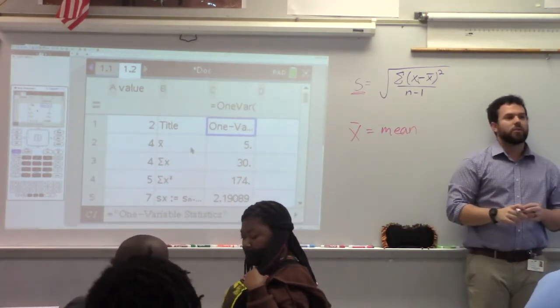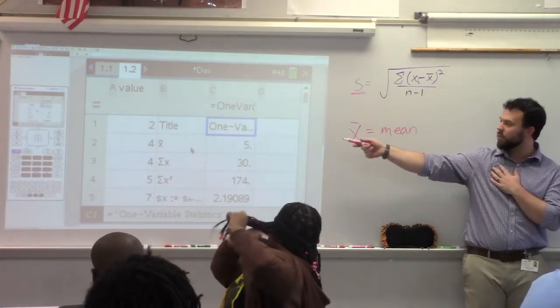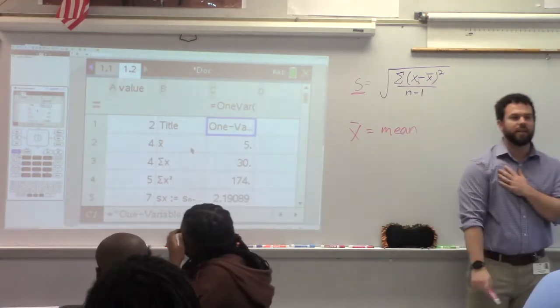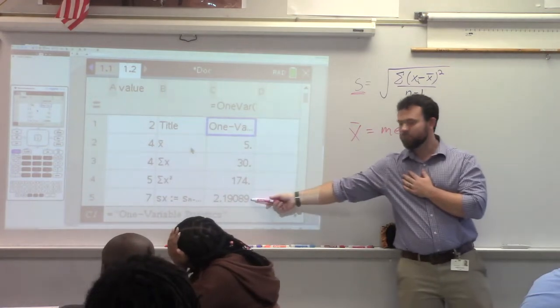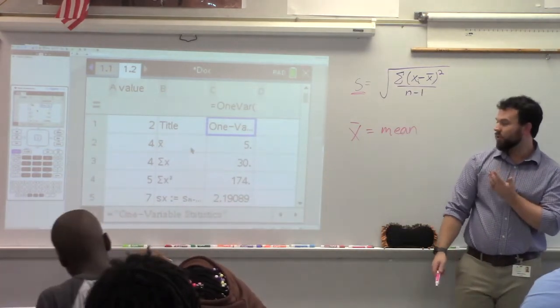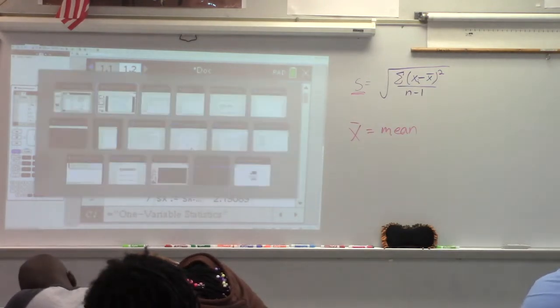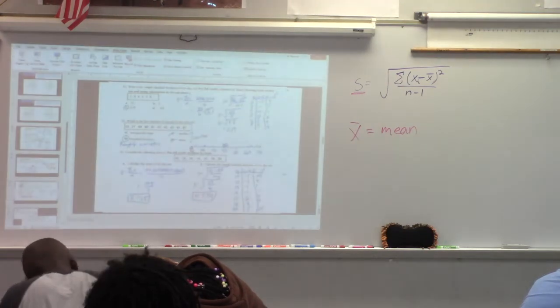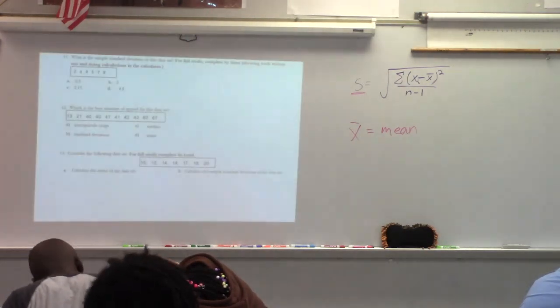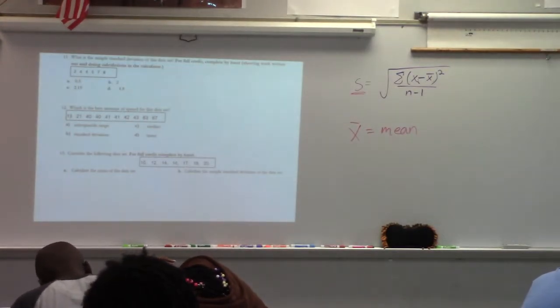So notice the mean or the average of those 5 data points or 6 data points is 5, but what's the standard deviation? 2.19089. You can do 2.19, 2.2, regardless. Look at the answer choices. What's the answer gotta be? 2.19. You had a calculator that you could have used and earned pretty good credit.